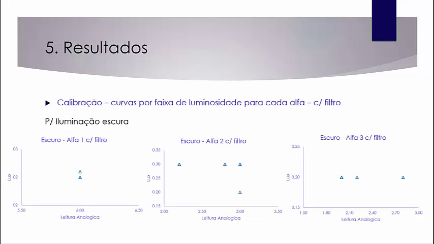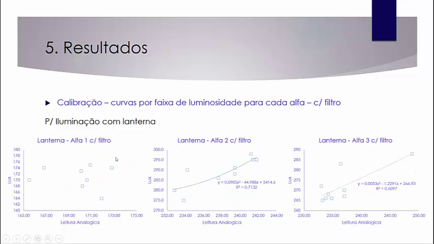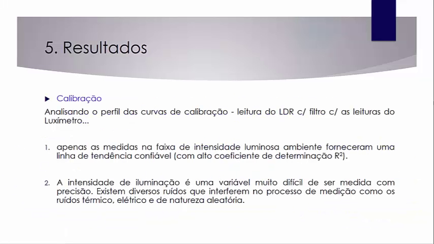The curves of calibration per brightness range for each alpha were also analyzed. Those are the curves for the dark lighting. Those are the curves for the ambient lighting, with high coefficient of determination. And those are the curves for the lighting with flashlight. It is possible to conclude that only the measurements within the ambient light intensity range provided a reliable trend line.